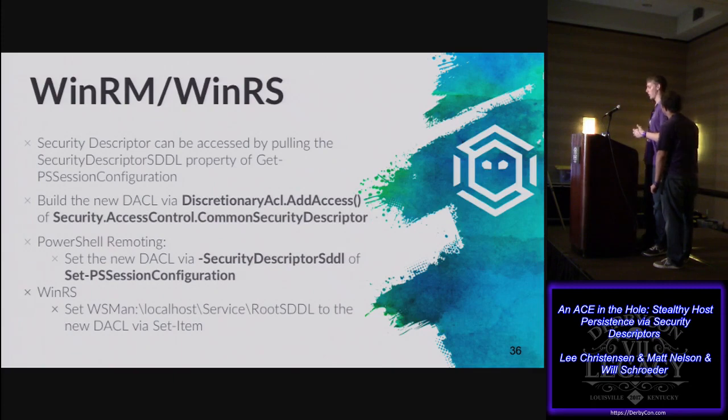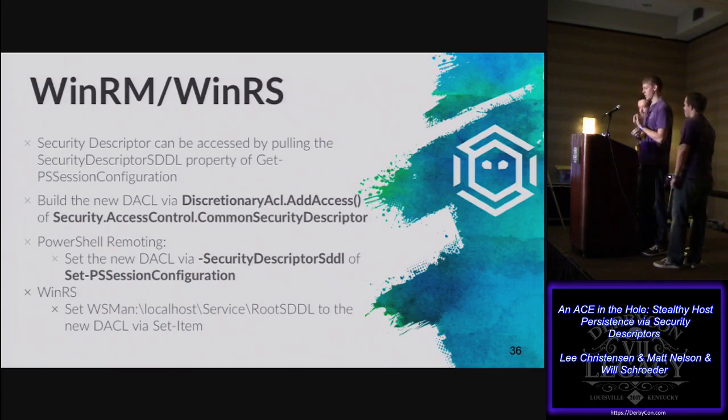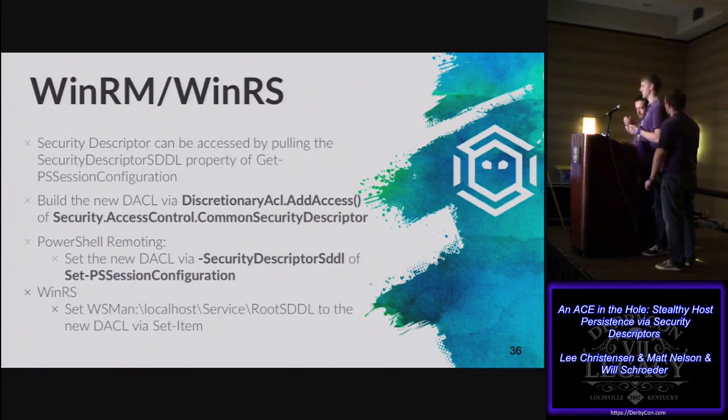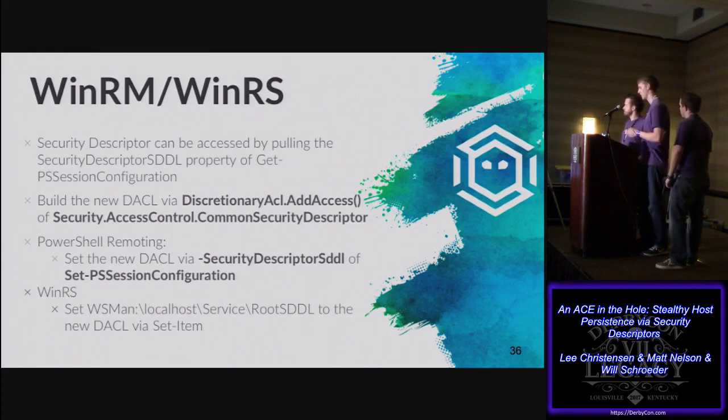So the security descriptors, like Lee said earlier, for the objects are all different and they're enumerated differently, right? So for the WinRM and WinRS services, we have to actually call the security descriptor SDDL, which is the string version of the security descriptor of the PowerShell remoting or WinRM/WinRS configuration. So it's not stored as the service control manager might, or in the registry, for example.